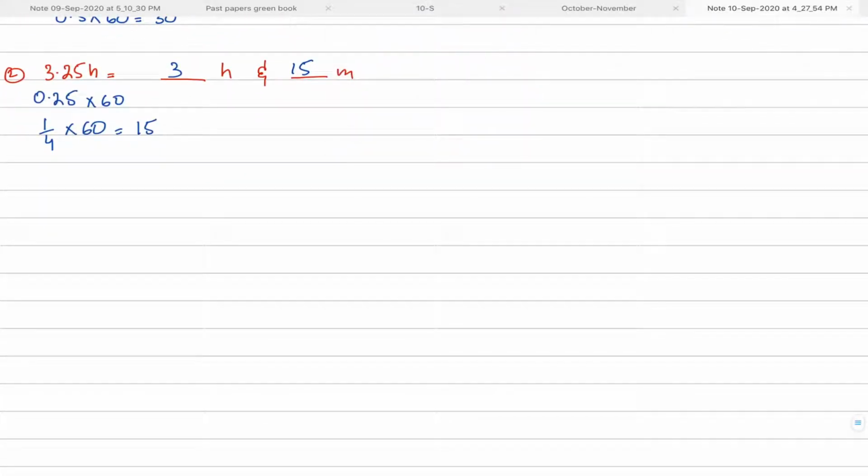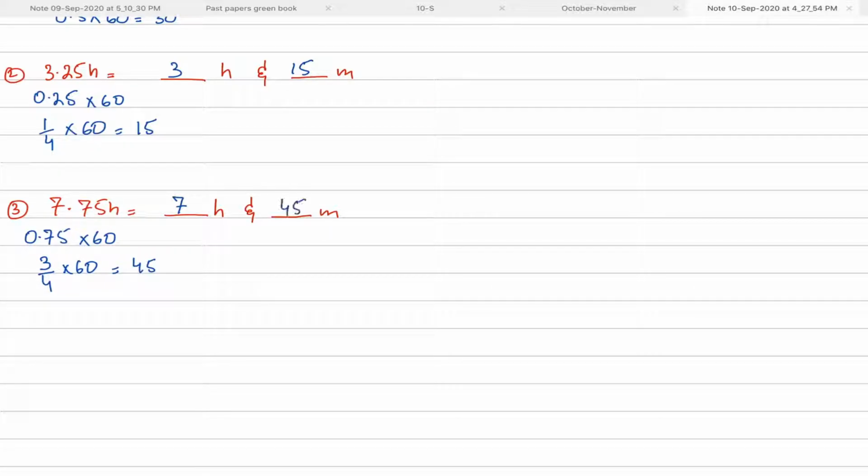Alright, let's do another example. Let's say you have 7.75 hours, and again your job is to write the number of hours and the number of minutes separately. So how can you work that out? Let's see. 7.75 basically means we're going to have 7 complete hours, no debate about that. 0.75, I want to convert this into minutes, so I can do that by multiplying by 60, which means 3/4 of 60, and that is equal to 45. So this is equal to 7 hours and 45 minutes, and this is going to be our final answer.